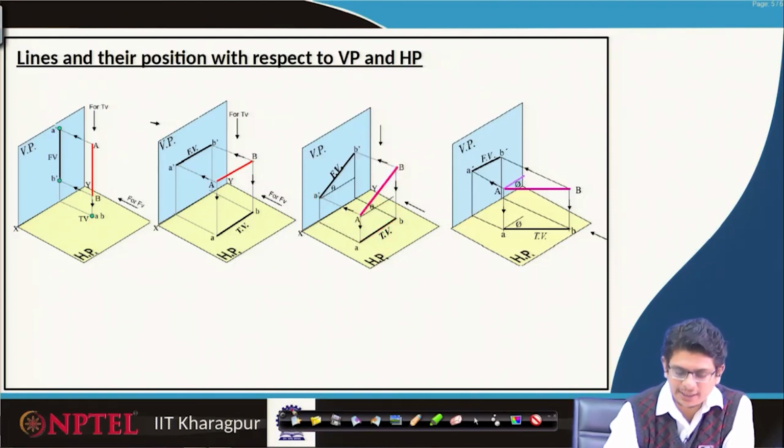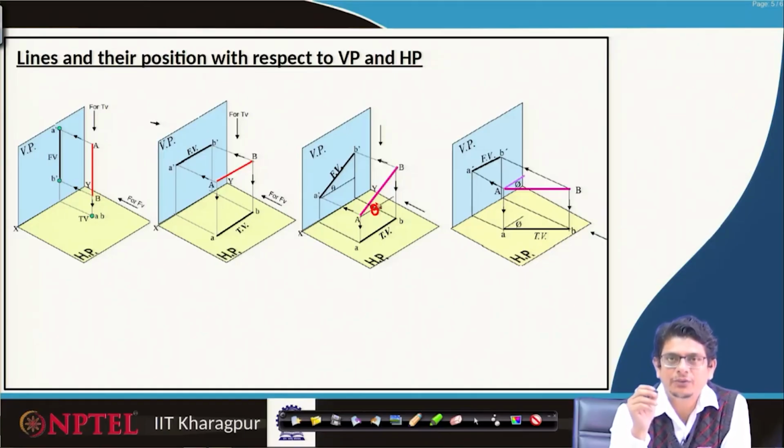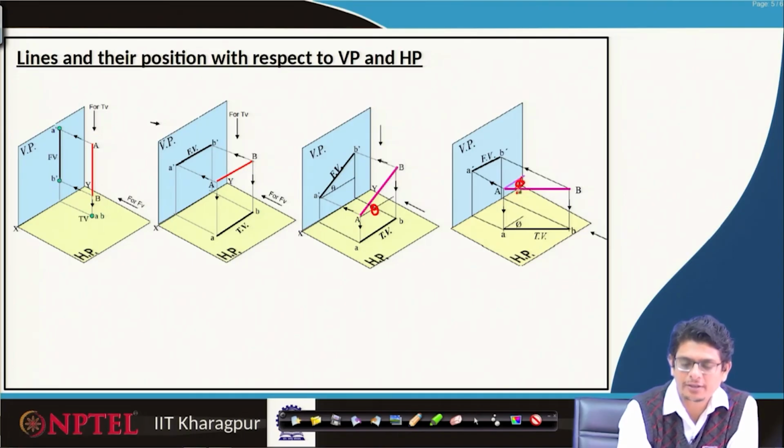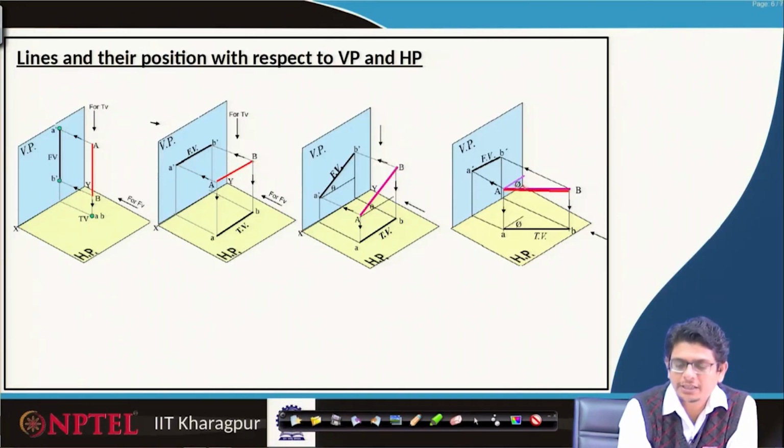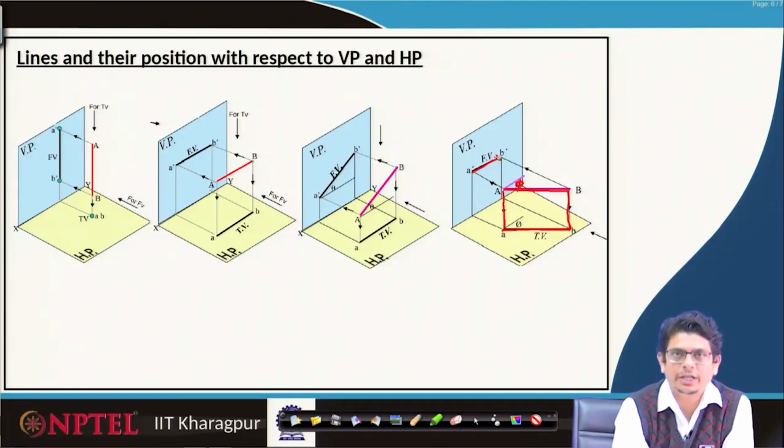And our usual notation is, any line making an inclination angle with the horizontal plane, we represent it by theta. This is standard notation. And if this line is making an angle with the vertical plane, then we call it phi. In this case, a line making inclination angle phi with the vertical plane, the true length we will get by projecting it on the horizontal plane. The projected length, the apparent one, we will see on the vertical plane.